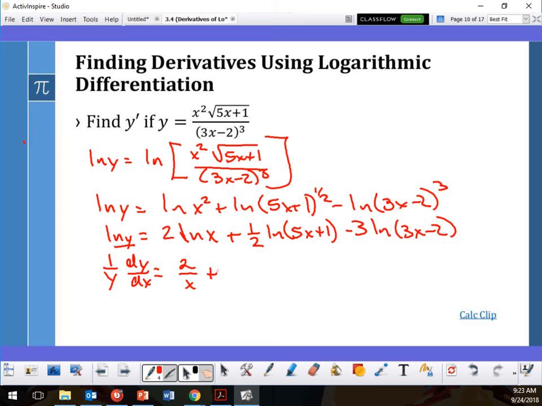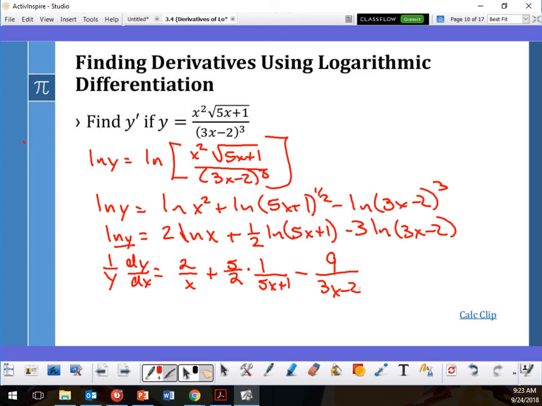the derivative of the inside is 5. So it's going to be 5/2 times 1 over 5x plus 1. And then this next one, the derivative of the inside is 3, so 3 times 3 is 9, 9 over 3x minus 2. We're pretty much done. No, because I still got that 1 over y right there.